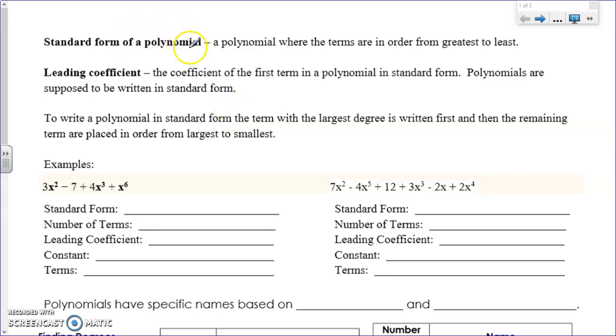Right, standard form of a polynomial. We've been talking about this. I'm not really sure why they don't teach this section before now. If I teach this class again, I'll be teaching it before today, is what I've decided.